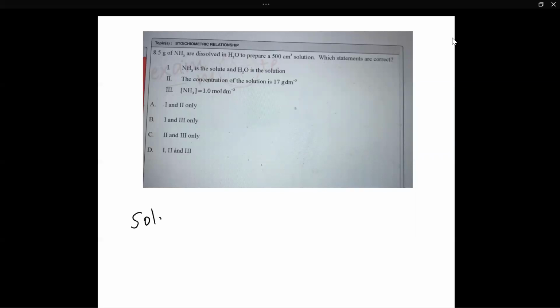Now, the solute is the substance which is dissolved. Usually it is a solid substance. I specify usually, not all the time, but usually it is.